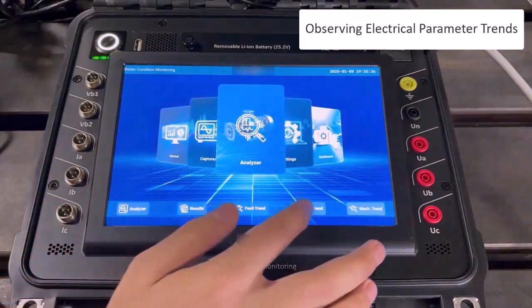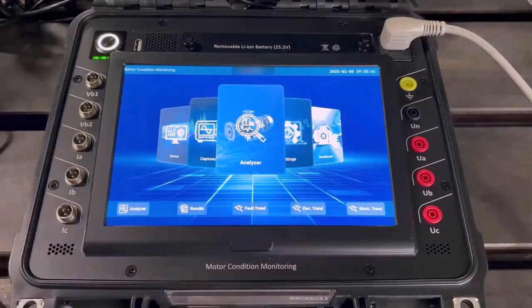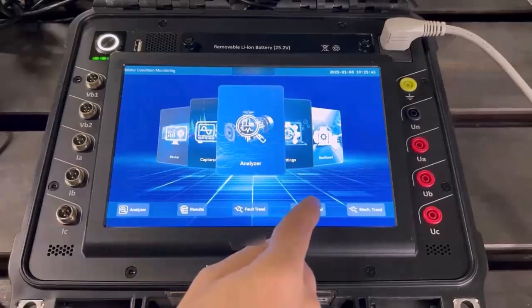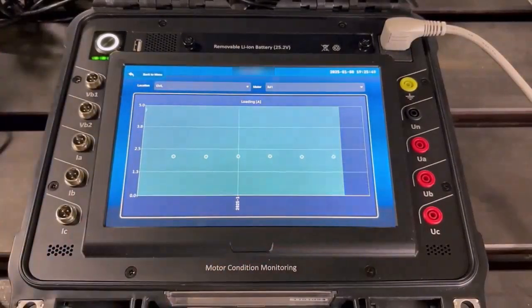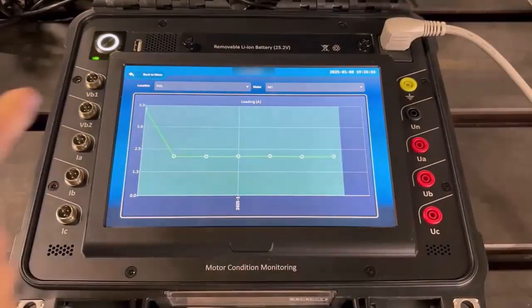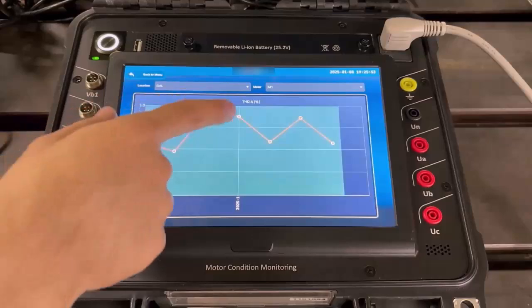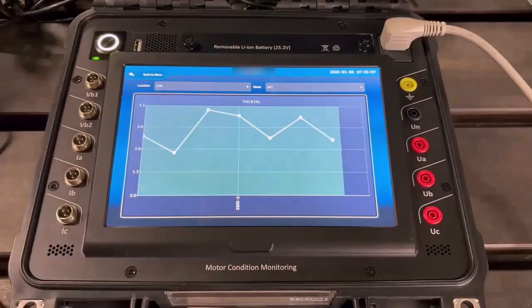Additionally, the trends of the motor's electrical parameters can also be monitored. If various tests are performed on a motor and those tests are analyzed, this section can be accessed. The desired motor is selected, and as you can observe here, the loading condition, THD, and other electrical parameters are displayed over different sampling periods. By comparing each test with its corresponding time frames, it becomes possible to determine how the motor's condition has changed over time.